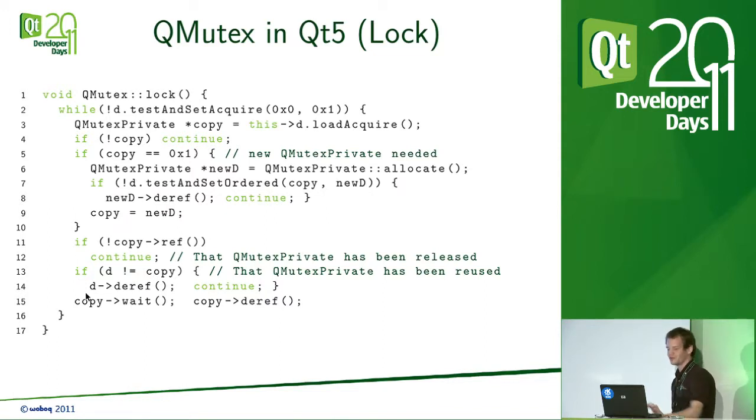And only then do we know that we have the right MutexPrivate, that we have a reference to it, meaning it's not going to be reused. So we can wait on it. And if it already has been woken up, then wait will just return, else it will wait. And once we've finished waiting, we deref, and we start over. We start again to change from 0 to 1.